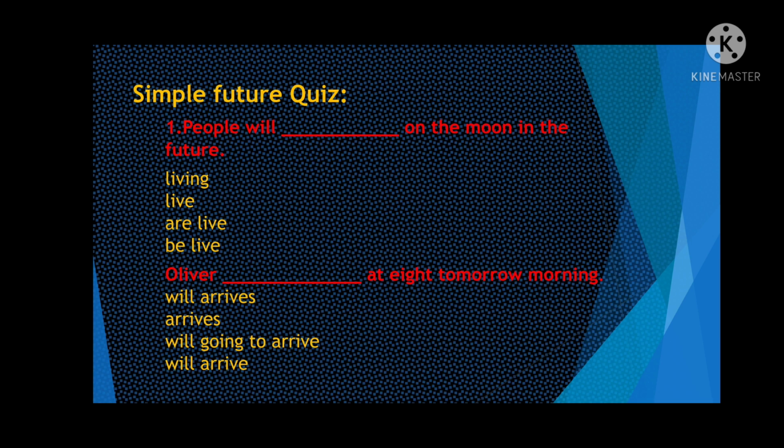It's time to test your understanding. A simple future quiz. Number 1, people dash on the moon in the future. Options: living, live, are live, be live. Oliver dash at 8 tomorrow morning. Options: will arrives, arrives, will going to arrive, will arrive.